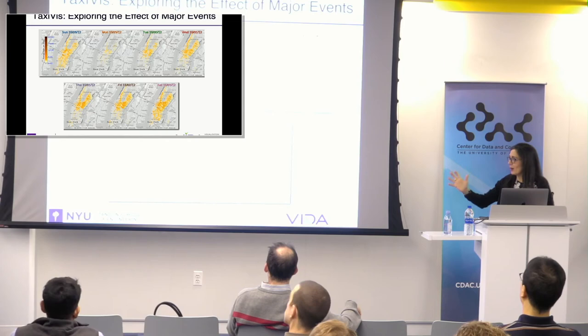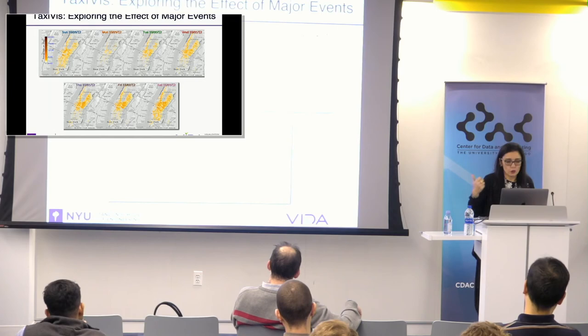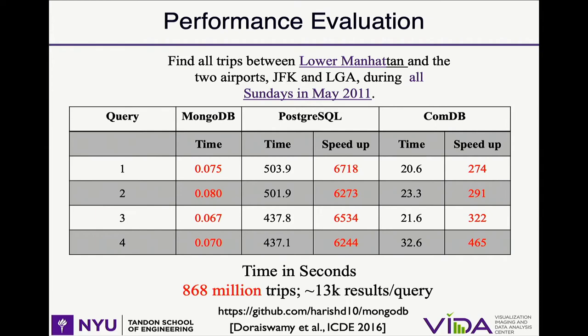But just like for Urbane, one of the problems that we had is how do you support these interactive queries over this spatio-temporal data? In this case, we developed a new indexing that leverages the GPUs and is able to support these queries very efficiently. I'm not going to go into the details, but I'll show you the numbers, right? For those that study the trips from Lower Manhattan to the different airports, it's a query like what is described at the top. These queries have about 13,000 results each. And here we're showing the times attained by a commercial database, an open source database, and the implementation of our index on top of MongoDB.